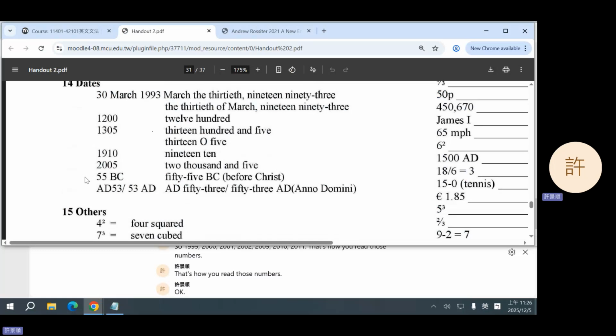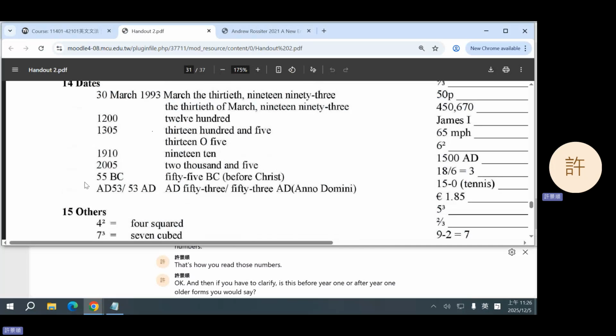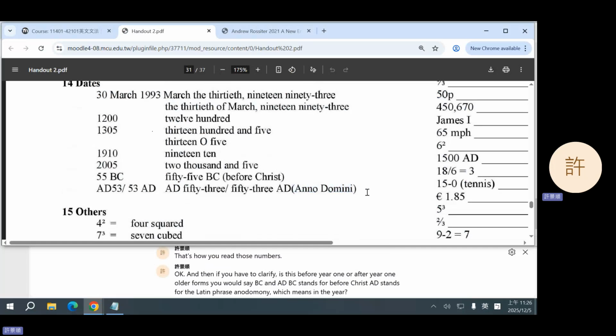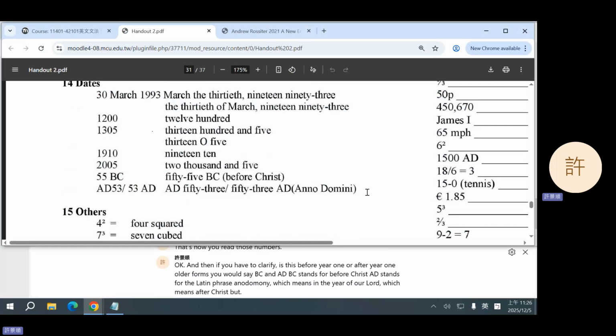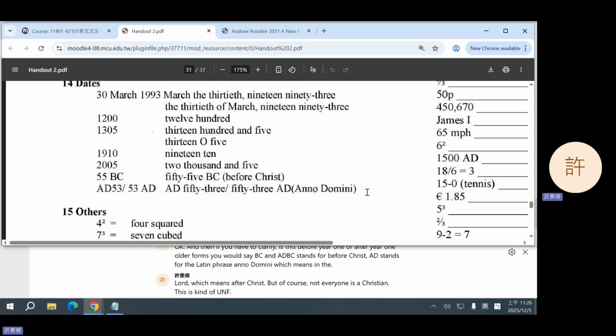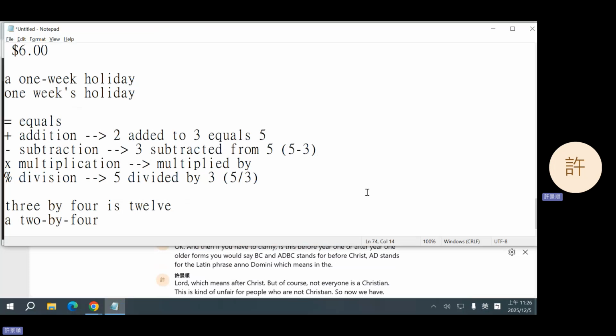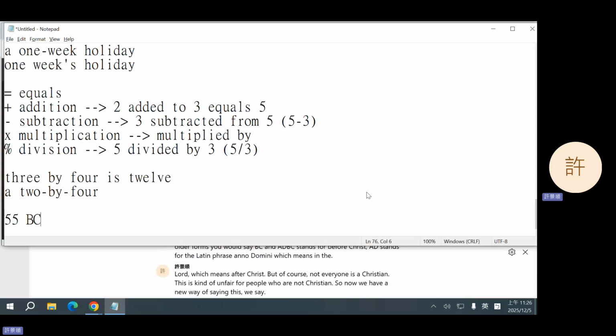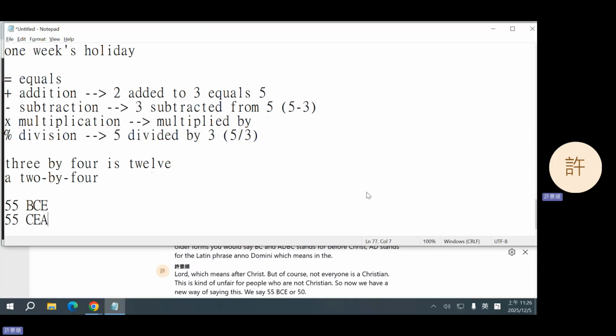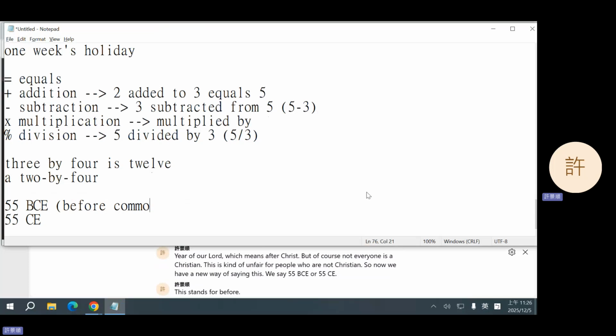Okay, and then if you have to clarify, is this before year one or after year one? Older forms, you would say BC and AD. BC stands for before Christ, AD stands for the Latin phrase Anno Domini, which means in the year of our Lord, which means after Christ. But of course, not everyone is a Christian. This is kind of unfair for people who are not Christian. So now we have a new way of saying this. We say 55 BCE or 55 CE. This stands for before common era. And then this, of course, stands for common era.